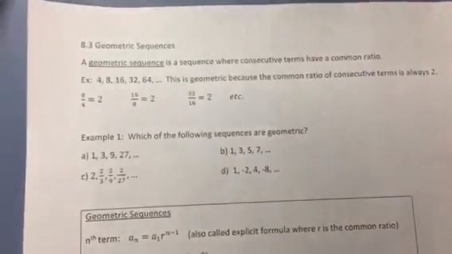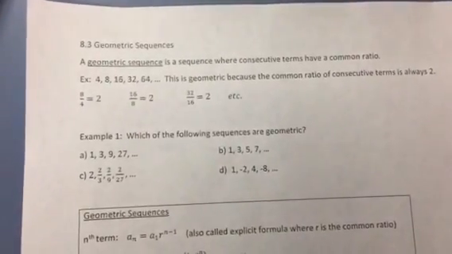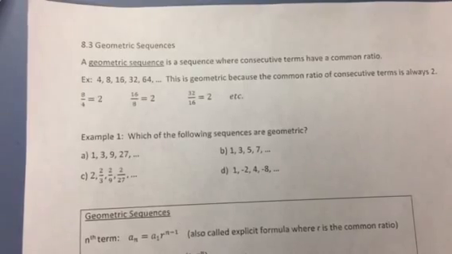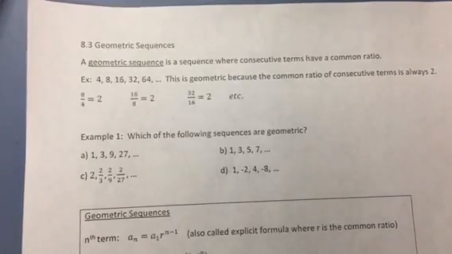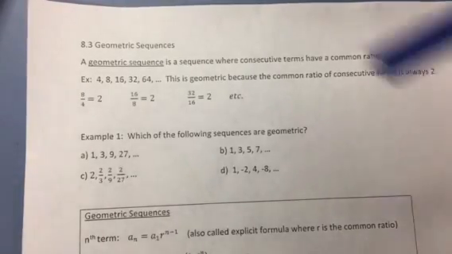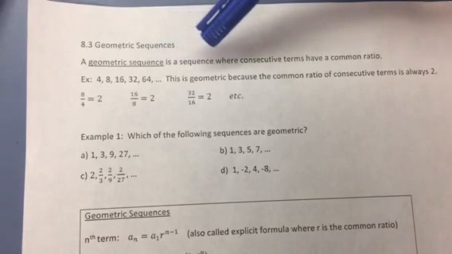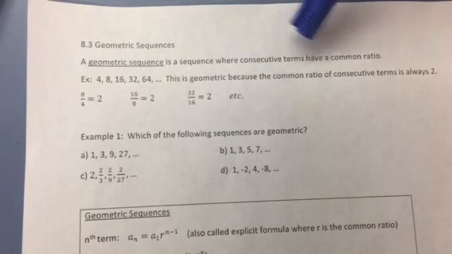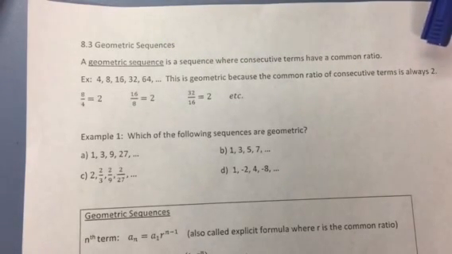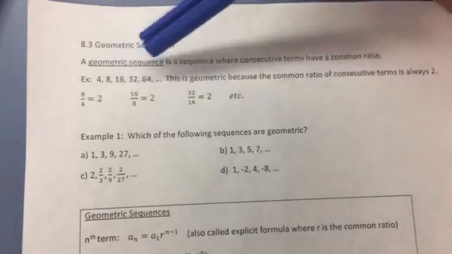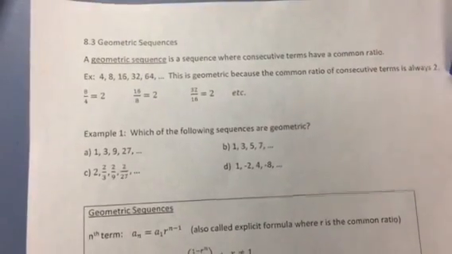All right, we're almost at the end of our notes. In this video, we're going to look at geometric sequences on 8.3. And we remember from algebra that a geometric sequence is a sequence where consecutive terms have a common ratio. Another way of thinking about that is you'll notice a multiplication or division pattern in the sequence.